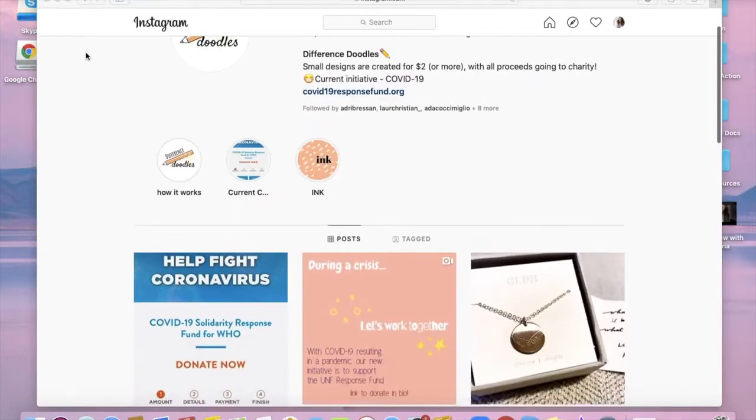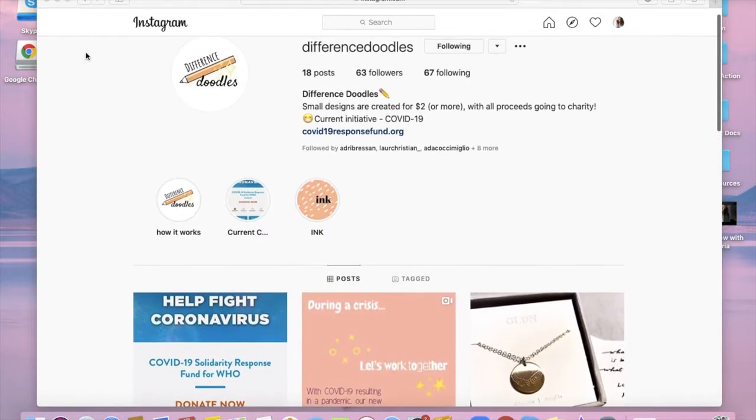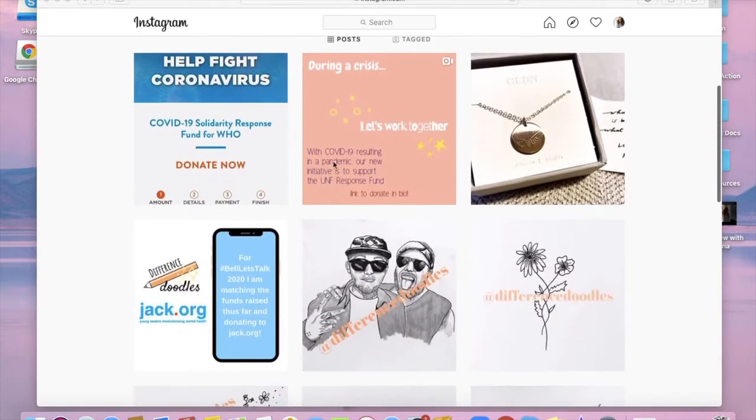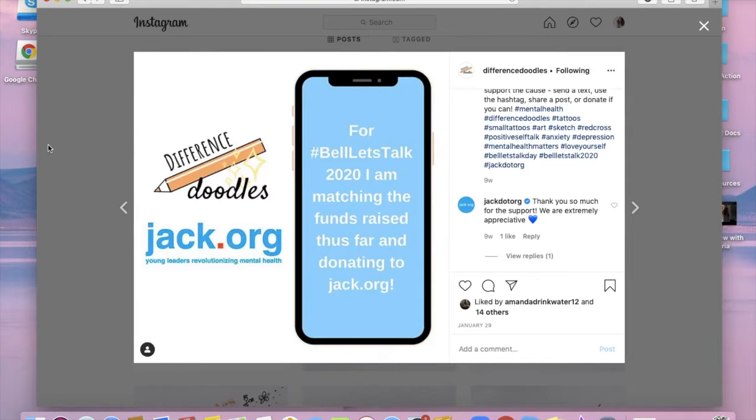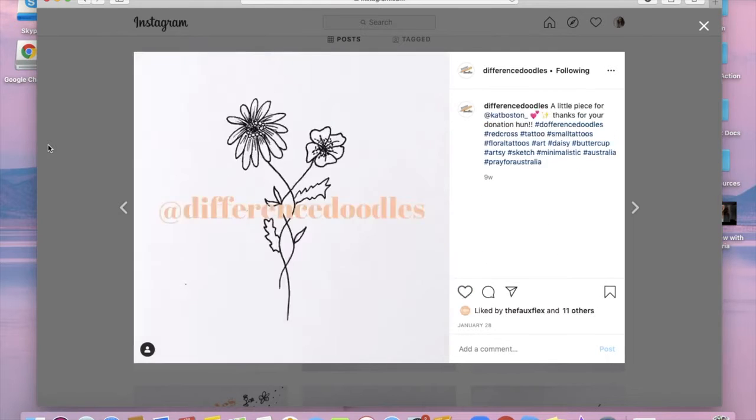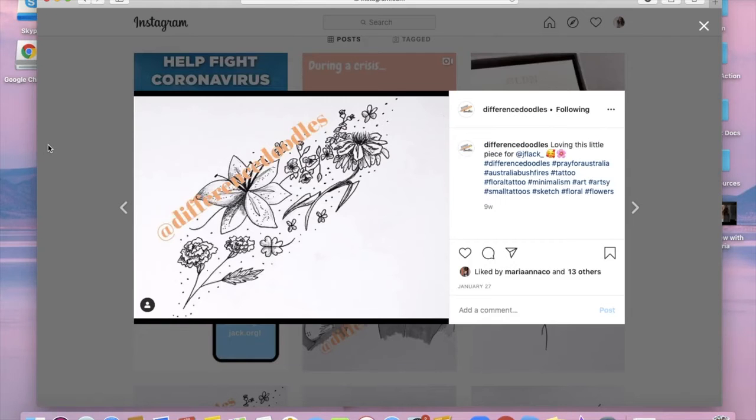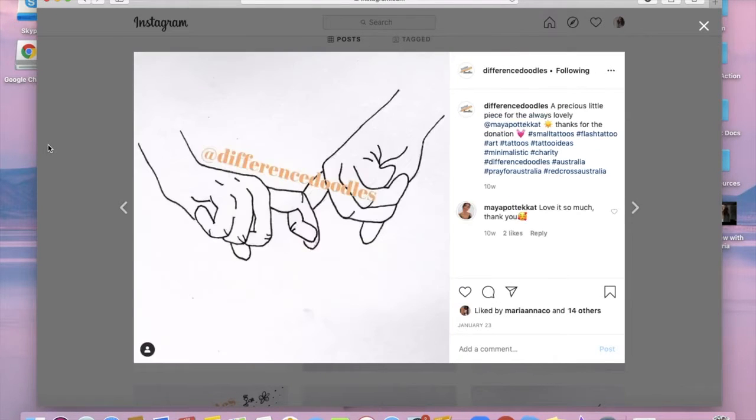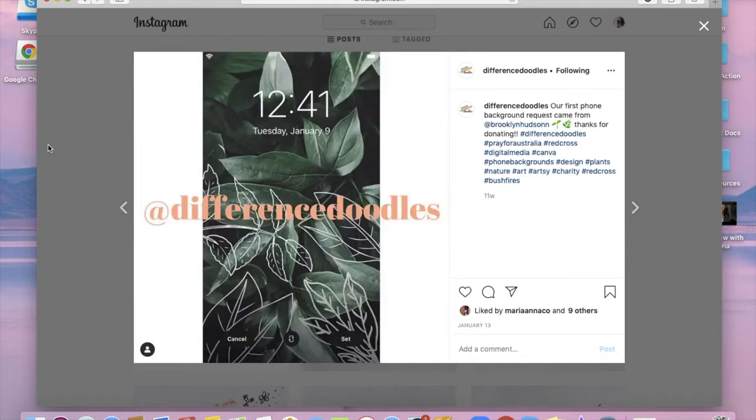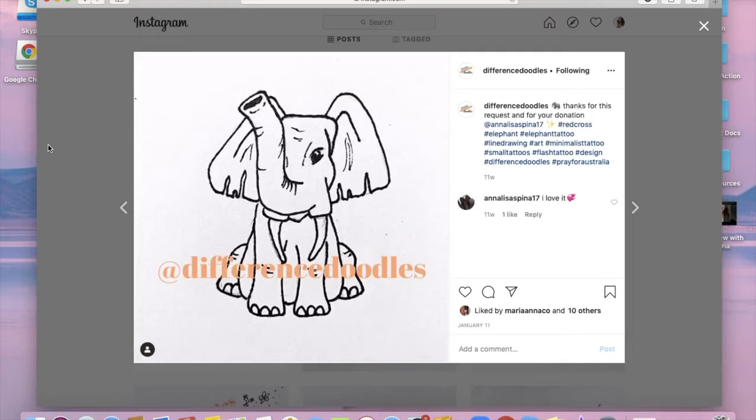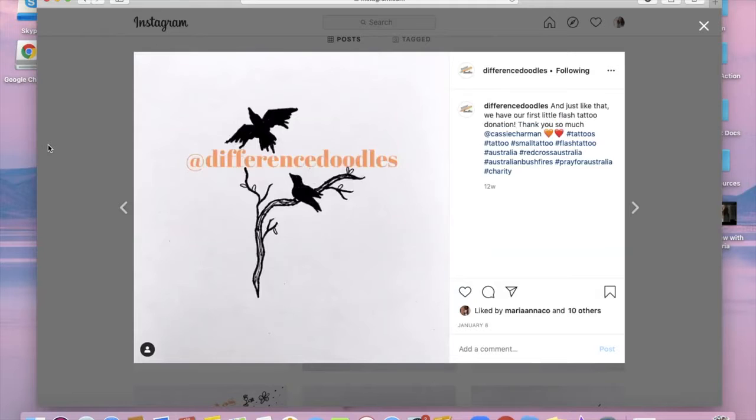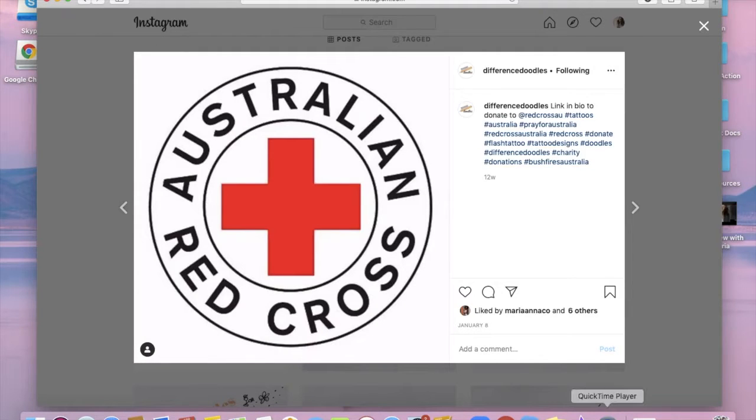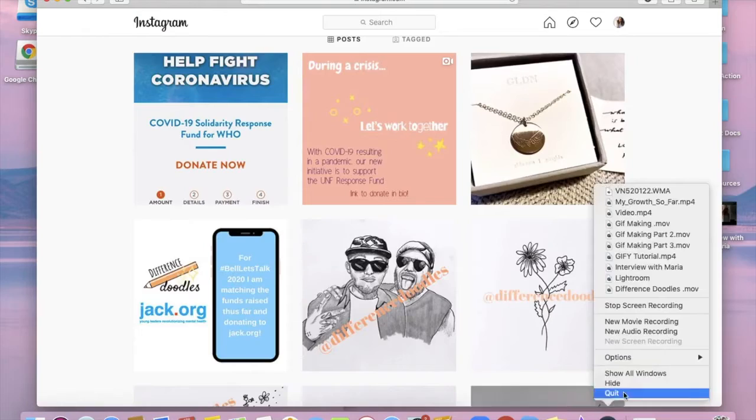Another initiative that I started is something I call Difference Doodles. And it started off as me creating small little flash tattoo designs. And in exchange for working collaboratively with me to create a little tattoo design, you would have to donate $2 or more to a fundraiser or a charity that I chose. So during the month of January, our primary focus was the Australian Red Cross because of the Australian bushfires that were happening. And so we had raised $147 and change, which was incredible, right?